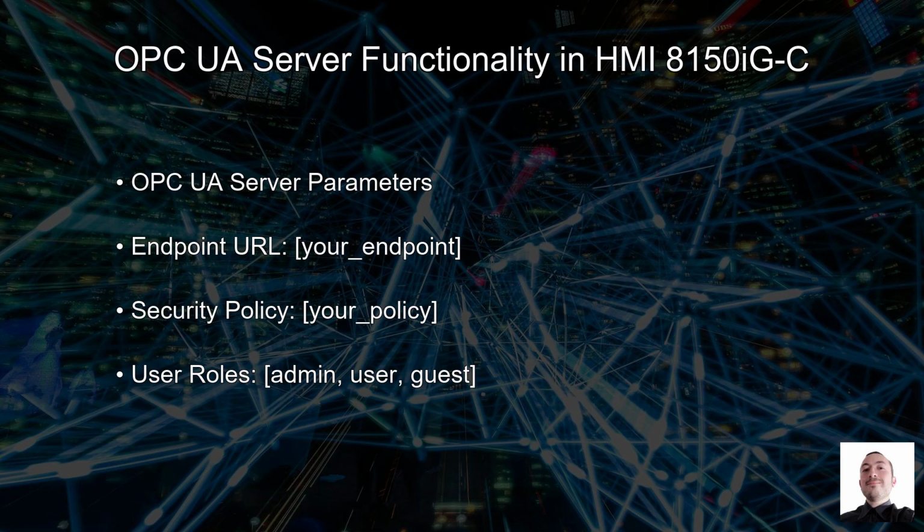When configuring the HMI as an OPC UA server, you'll need to set specific parameters such as the server endpoint URL, security policies, and user roles. These settings are crucial for ensuring that the communication is both efficient and secure. Remember, the endpoint URL is like the address where clients will connect, so choose it wisely. Security policies determine how data is encrypted and authenticated, so select them based on your system's requirements. User roles define who can access what data, so configure them to match your organizational needs. This setup not only streamlines data exchange but also fortifies your system against unauthorized access.